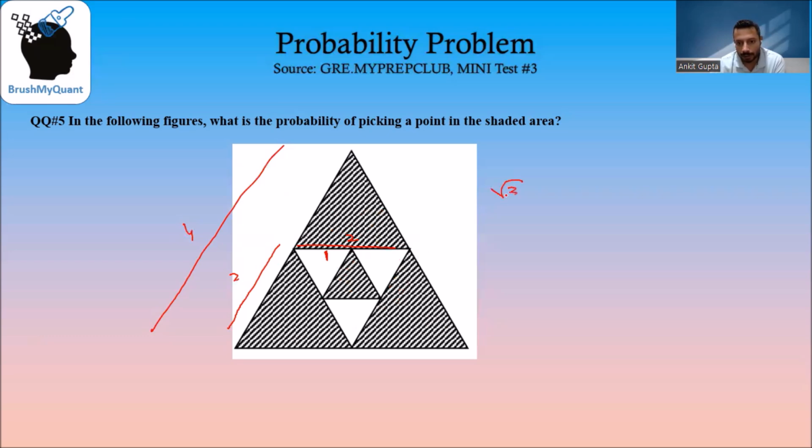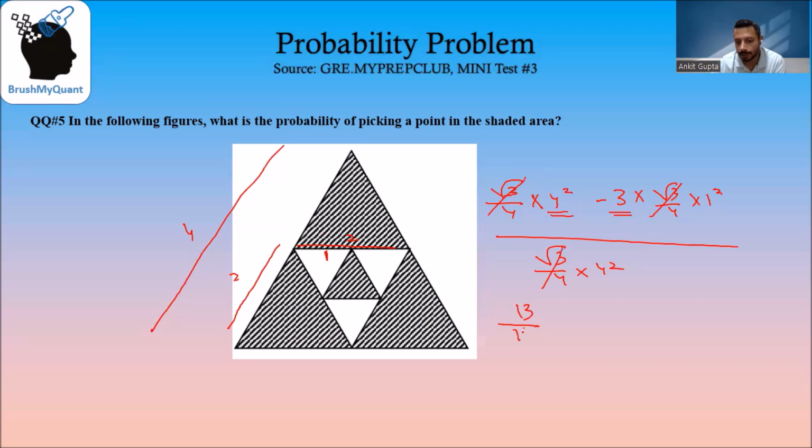The area of an equilateral triangle is √3/4 a². So √3/4 times 4² gives the area of the entire big triangle, minus 3 times the area of these smaller triangles, right? So 3 times √3/4 times 1², divided by the area of this entire big triangle, √3/4 times 4². The √3/4 will cancel out. You'll have 16 minus 3, which is 13, divided by 16 as the probability. So the answer will be 13 by 16.